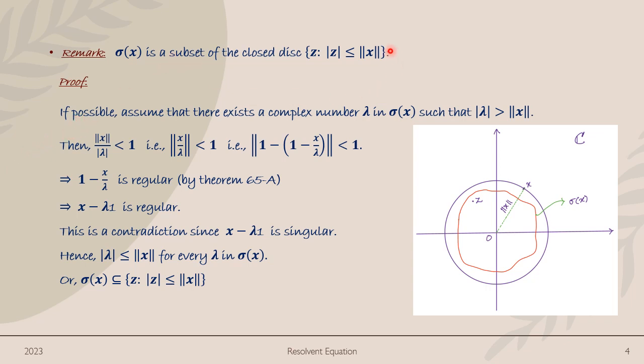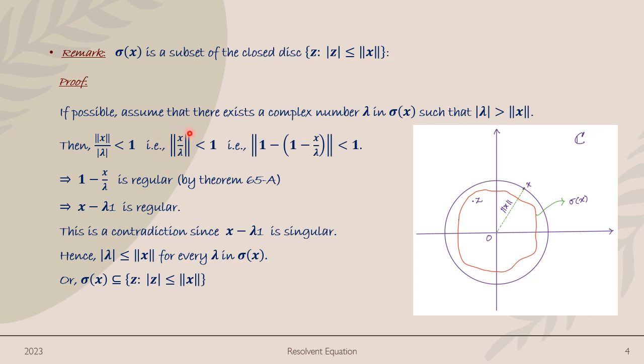If possible, we shall assume on the contrary that there exists a complex number which does not satisfy this inequality. To show that sigma of X is a subset of this one, all complex numbers in sigma X must satisfy the inequality. But to show this, we prove by contradiction. That is, if possible, assume that there is at least one complex number lambda in sigma of X such that the opposite inequality holds, that is, modulus of lambda is strictly greater than norm X. If modulus of lambda is strictly greater than norm X, we can take this to the right hand side, then it becomes 1 greater than norm X by mod lambda, or 1 greater than norm of X by lambda. That is, norm of X by lambda is less than 1.